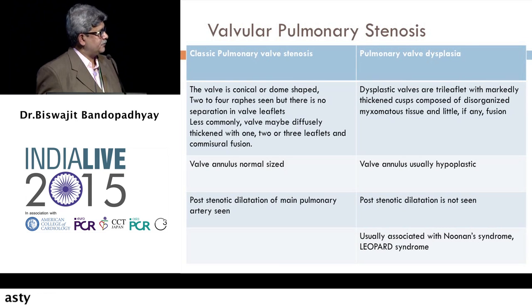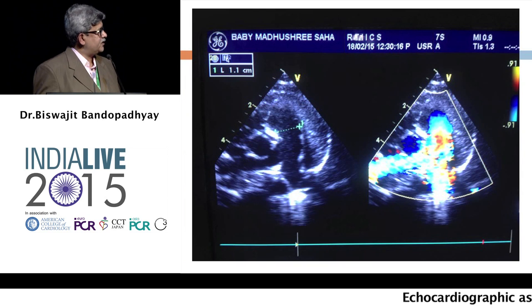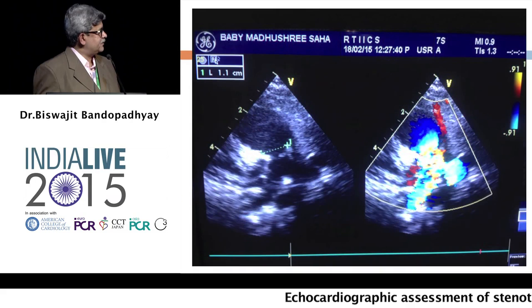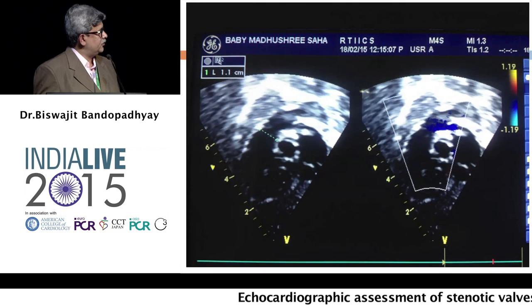But in dysplastic valves, we have markedly thickened valves composed of disorganized myxomatous tissue. Valve annulus is usually hypoplastic. There is post-stenotic dilatation, and usually it is associated with some syndromes. So that's again hinge-to-hinge measurement of the pulmonary valves. This also has to be done in different views: parasternal short axis, long axis, and four-chamber apical views. This is a subcostal view of measuring the pulmonary valves. And this is a dysplastic valve. Again, you can see the valve leaflets are not really good looking.